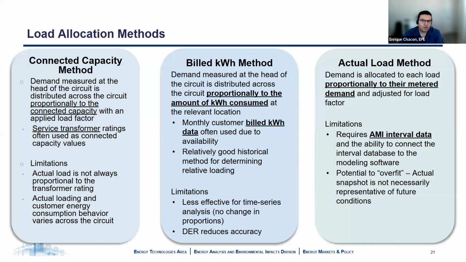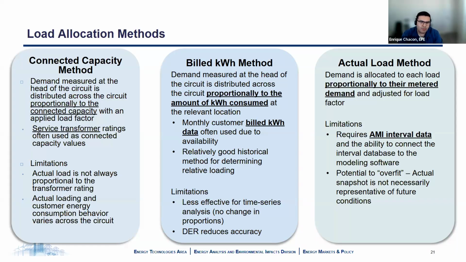Okay, now for here, just an overview of the allocation methods. They each have their pros and they each have their cons. For the connected capacity method, as I've been mentioning, the demand is normally measured at the head of the circuit, and it's distributed proportionally across the circuit using service transformer ratings. Now, the limitation here is that you may have the potential for allocation to not be accurate because the load is not always proportional to the transformer rating. You could have a lightly loaded transformer or a heavily loaded transformer.